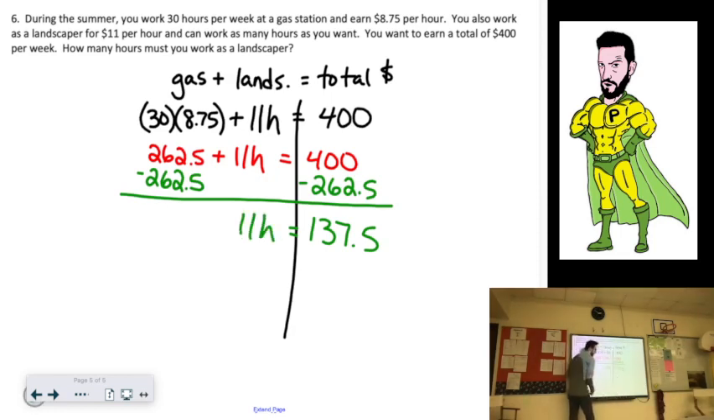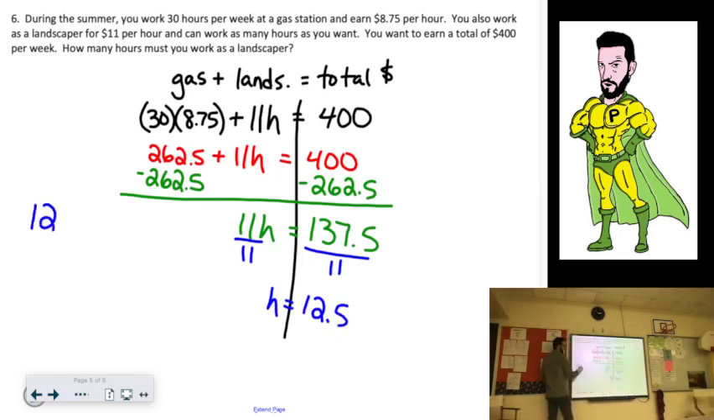All right. So 11H equals 137.5. What are you thinking on that, 11? Yeah, divided. Divided by 11 comes out with 12.5. This is the number of hours. So we need to work 12 and a half hours at the landscaping level.